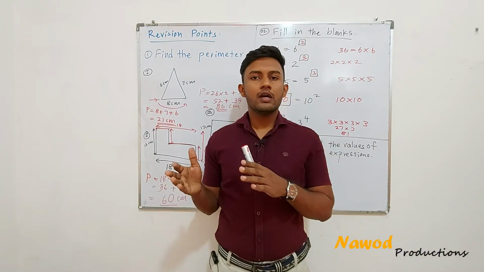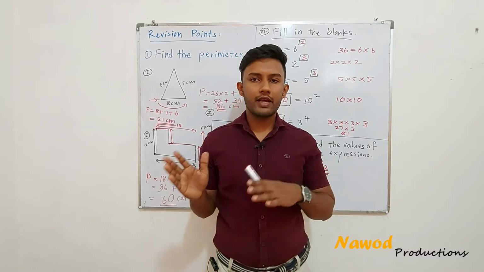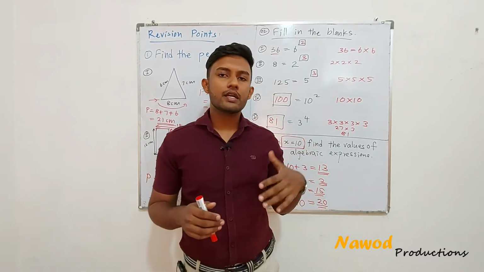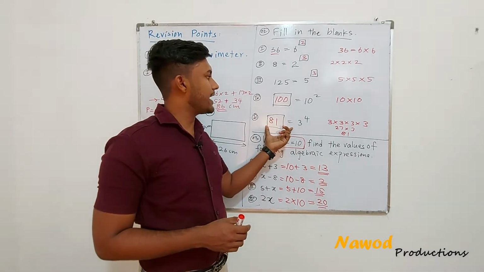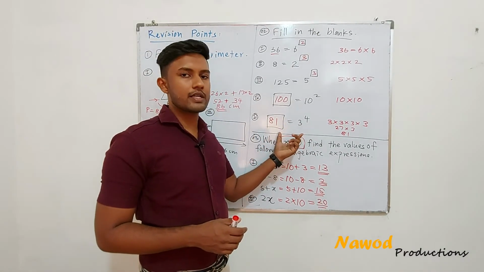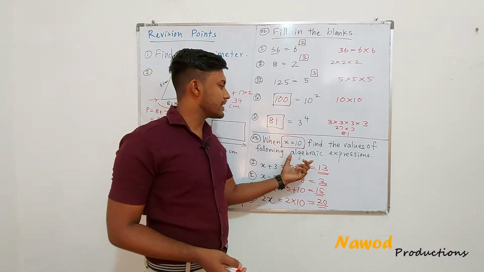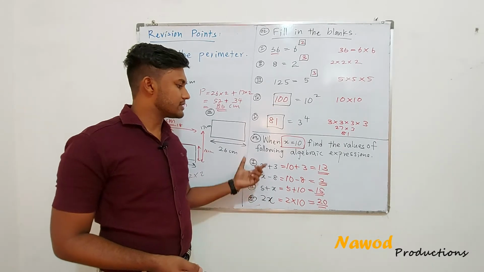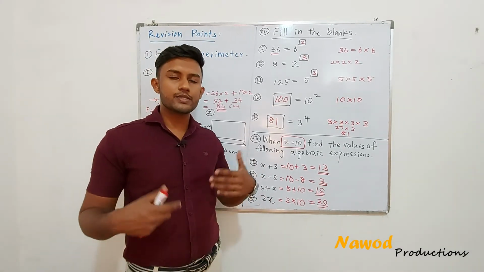Finding the perimeter of some plane figures. Then we have learned how to find the difference between plane figures and solids. Then dear students, next we learn to fill in the blanks using the index notation and the normal form. Then when x equals 10, find the values of the following algebraic expressions. That means we want to find the values by substituting.